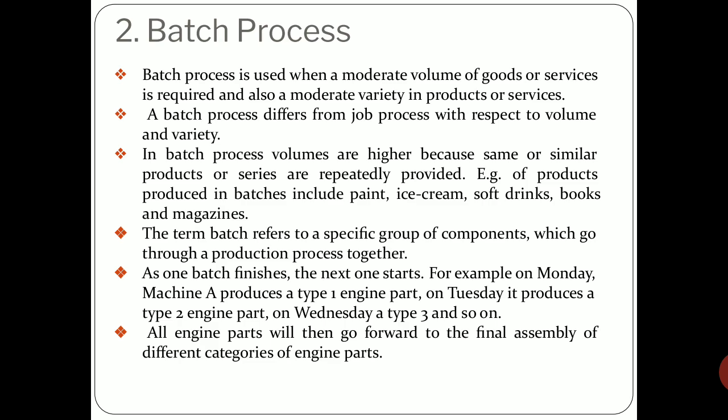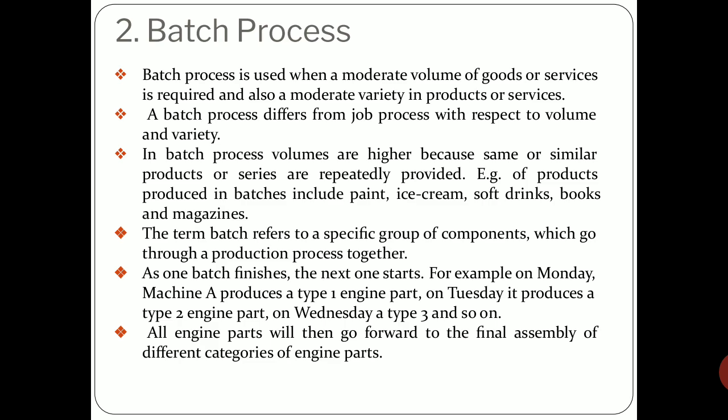We have also provided an example. For example, products produced in batches include paint, ice creams, soft drinks, books and magazines. These are all examples where paints, if they are produced, or ice creams that are produced, are produced through batch production. What is the main significant point about batch production? It is a moderate volume of goods and services.